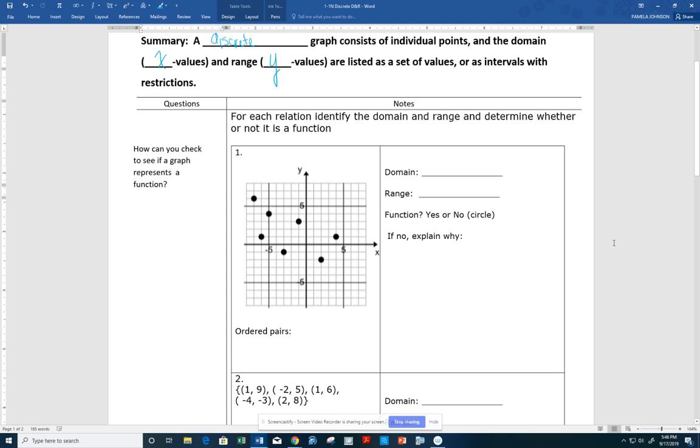All right, so we're going to talk about a couple of examples. We've got an example with the graph here. So for each of these relations, and remember, a relation is just a set of ordered pairs, we're going to identify the domain and range and decide if it's a function or not, okay? So we're going to start with this first one, and I'm going to number these 1, 2, 3, 4, 5, 6, and 7.